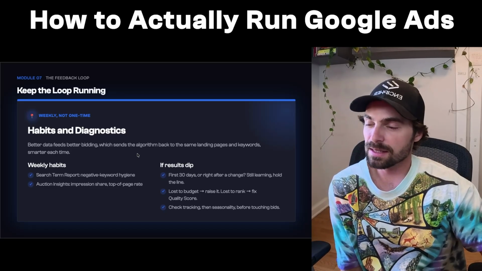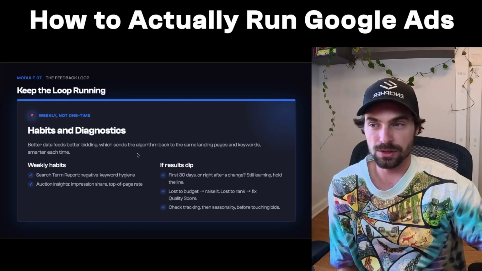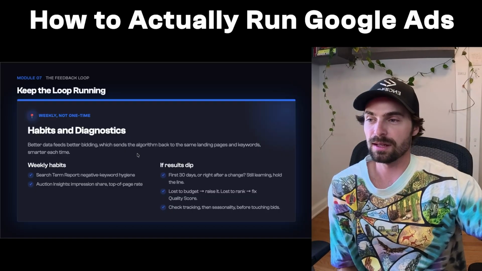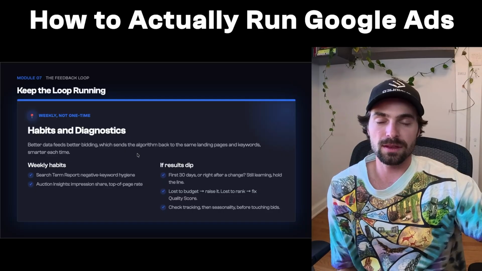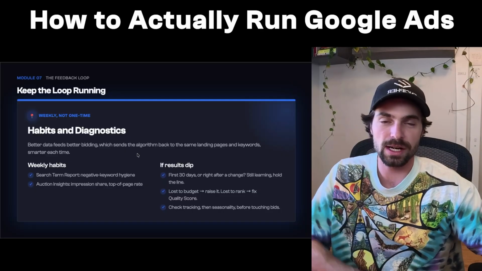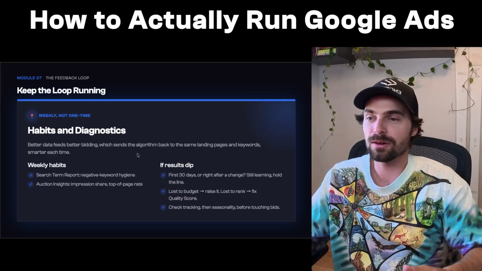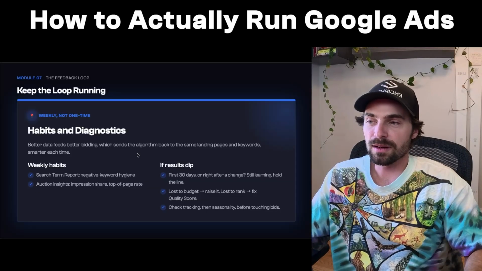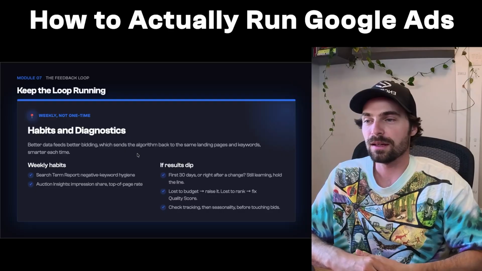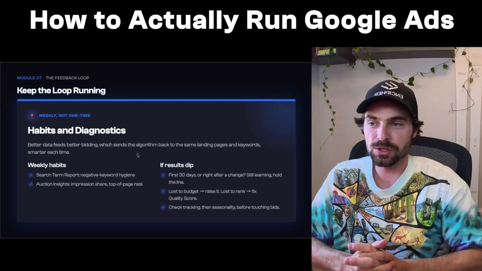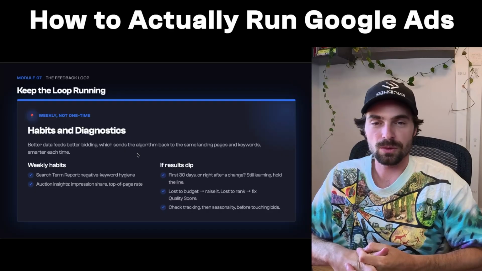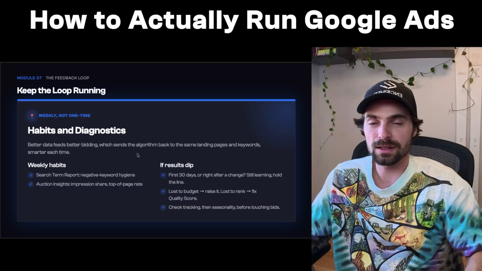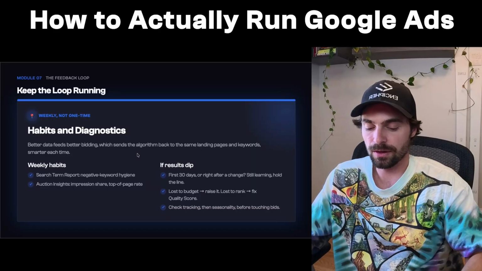You need to check your auction insights, your impression share, top of page rates. If your results dip, you need to ask yourself, was this within the first 30 days, or right after a major change? This is likely the algorithm still learning. Hold the line. If your results dip or they're not good and your account is showing you have lost impression share due to budget or lost impression share due to rank, you need to fix your quality score, which I talked about, getting more granular and getting more specific with your ads.